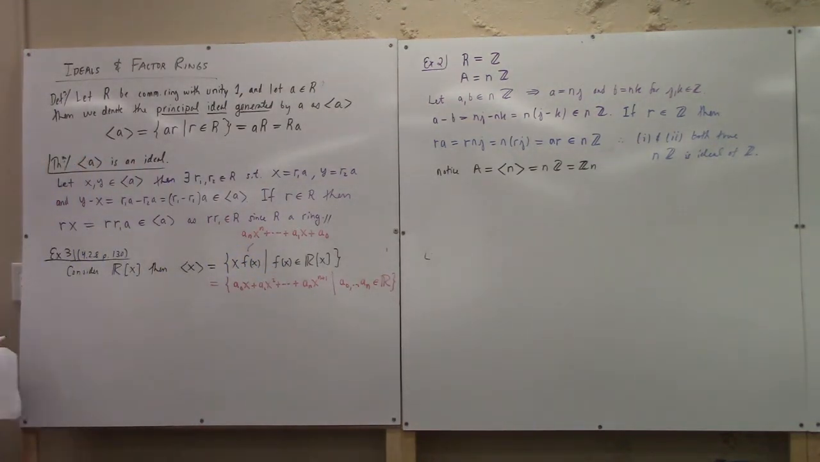Can you put it in other terms? What is the ideal generated by x? It's a set of polynomials with what? With trivial constant term, right? So that's what that is.